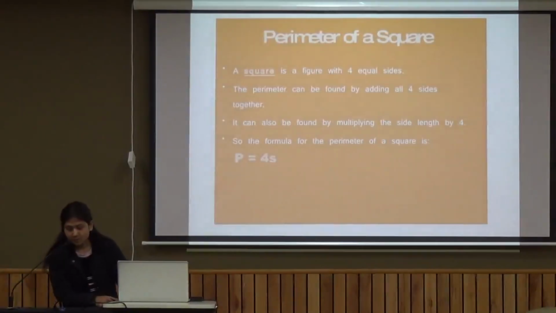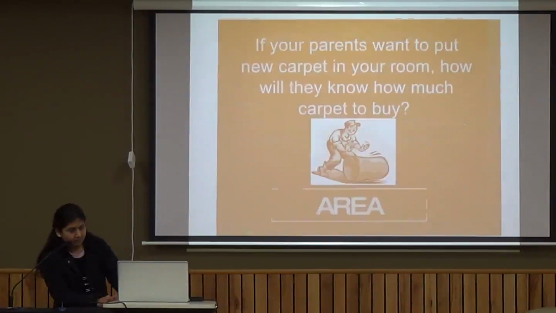Now, perimeter of a square. A square is a four-sided closed figure where all the four sides are equal. Now, the perimeter of a square is equal to the sum of all the four sides. Since all the four sides of the square are equal, the perimeter of the square becomes 4 into side. That is side plus side plus side plus side.